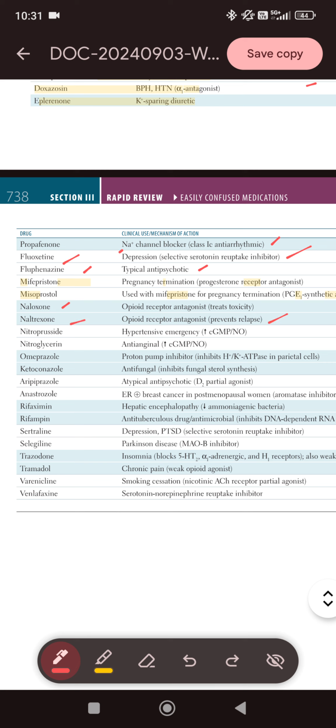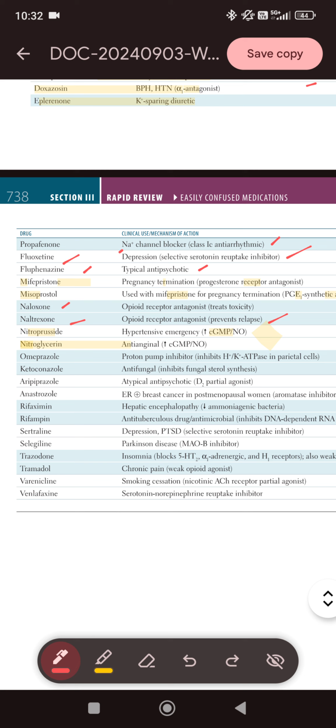It's also an opioid receptor antagonist. Then we have nitroprusside. It's working on cGMP, increases cGMP, nitric oxide release, and it is a vasodilator, used in hypertensive emergency. Next we have nitroglycerin, again cGMP increase, NO increase, anti-anginal drug.